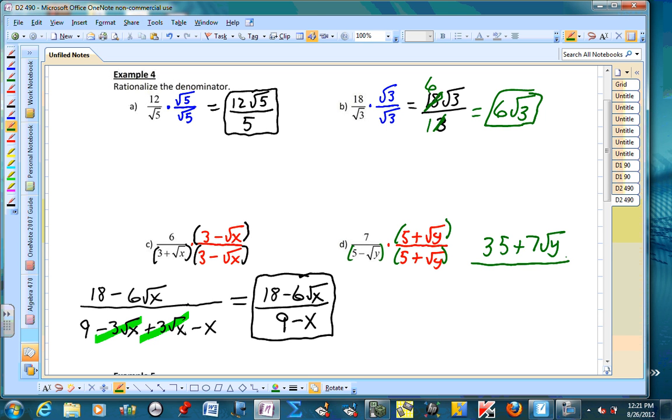Now if you notice a pattern, every time we multiply a binomial by its conjugate, the result is the difference of 2 squares. So what we can do is take this first term squared, 5 times 5 is 25, minus the square root of y squared, which is y. There you go. If you're not really clear on that little shortcut we just used, go ahead and do all the steps of distributing 5 minus root y times this quantity, 5 plus root y, and you'll get the same answer.